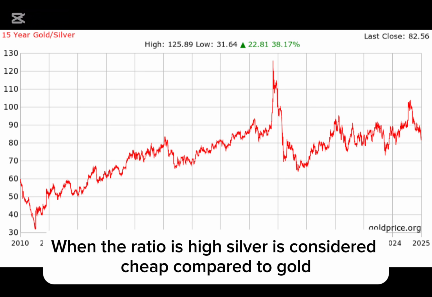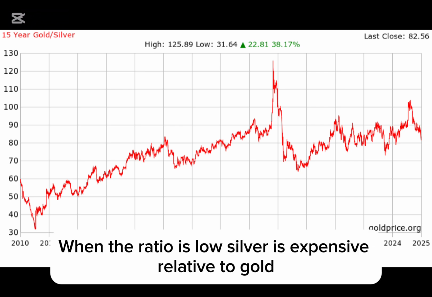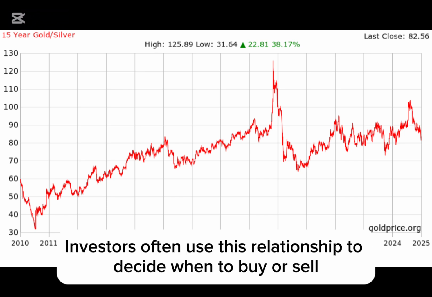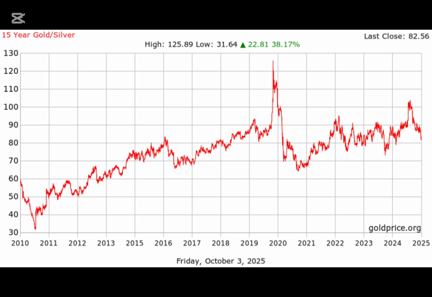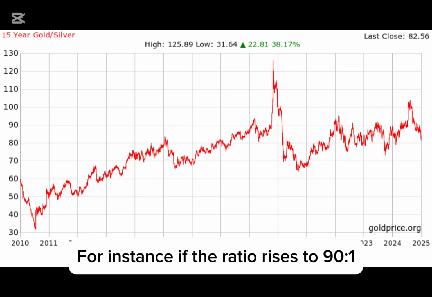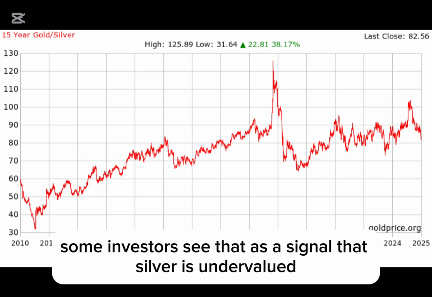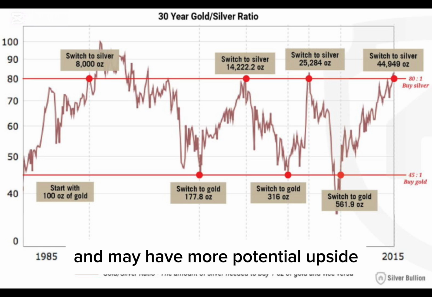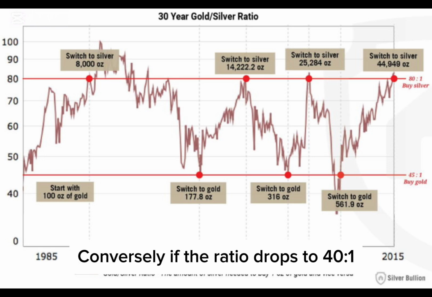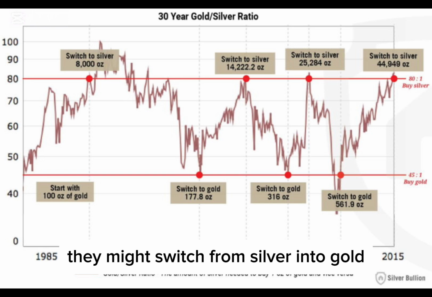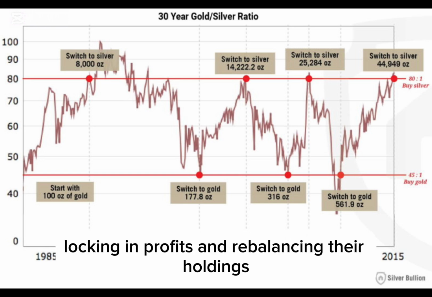When the ratio is high, silver is considered cheap compared to gold. When the ratio is low, silver is expensive relative to gold. Investors often use this relationship to decide when to buy or sell. For instance, if the ratio rises to 90:1, some investors see that as a signal that silver is undervalued and may have more potential upside. Conversely, if the ratio drops to 40:1, they might switch from silver into gold, locking in profits and rebalancing their holdings.